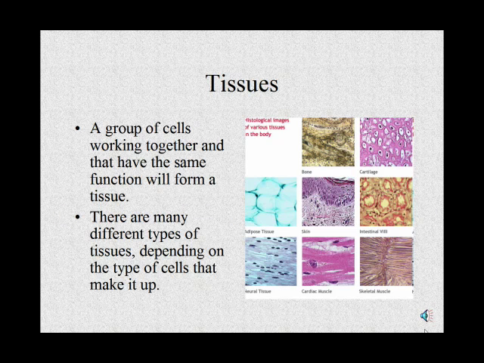Alright, we talked about cells, and now we're going to talk about how those cells that are working together, and if they have the same function, they form a tissue. And there are many different types of tissues depending on the type of cells that make it up. If you look over on the pictures over here, it shows you that you have bone tissue and cartilage tissue. You have skin tissue, intestinal villi, which is made of tissue, skeletal muscular tissue, cardiac muscle tissue, neural tissue. So there's all different types of tissues.